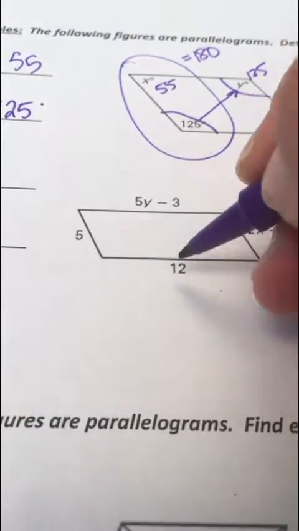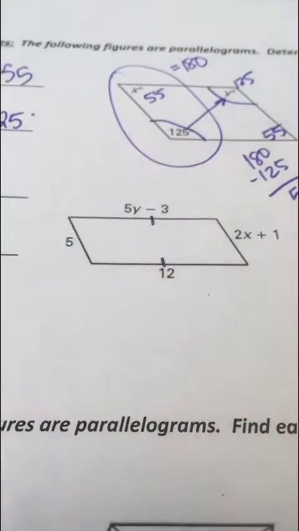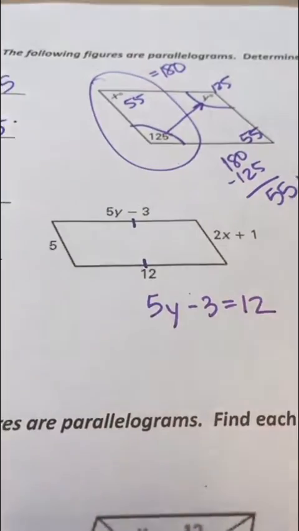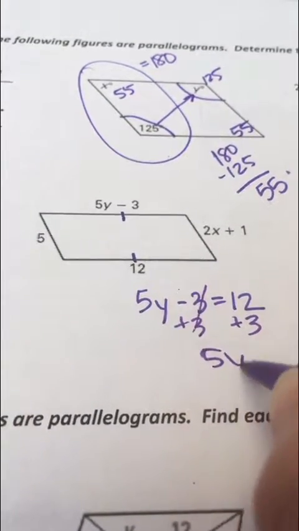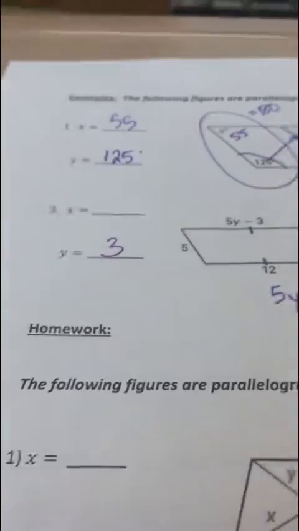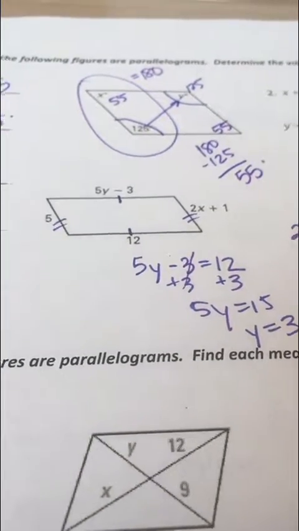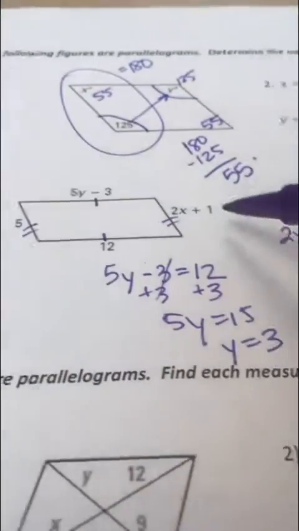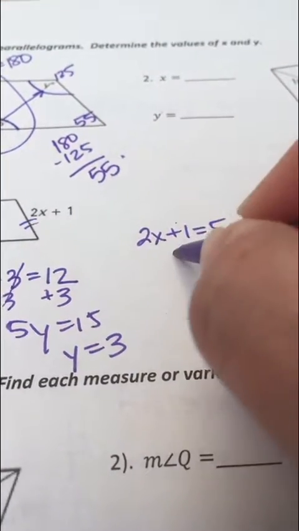Now these deal with the sides here. So the angles I had across from each other were equal, and now the sides across from each other are equal as well. So I have 5y minus 3 is equal to 12. So top and bottom are equal. Solve for y. And then left and right are the same. So I would set 5 equal to 2x minus 1, or switch it if you like the x on the other side. 2x plus 1, plus 1 equals 5.